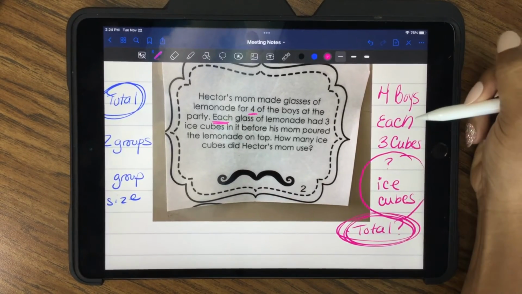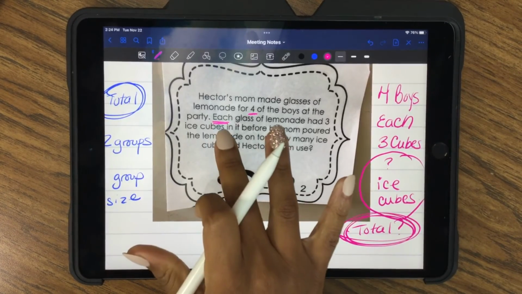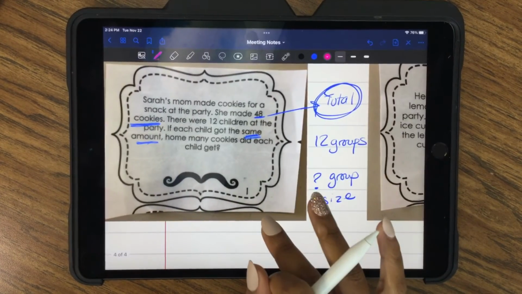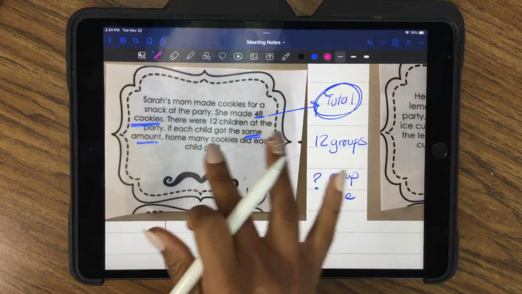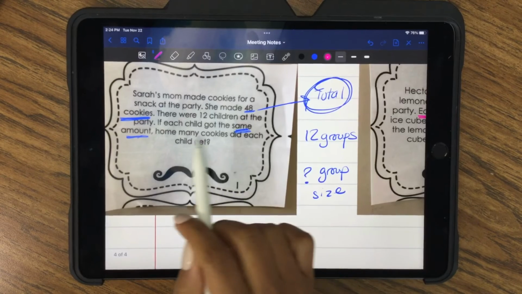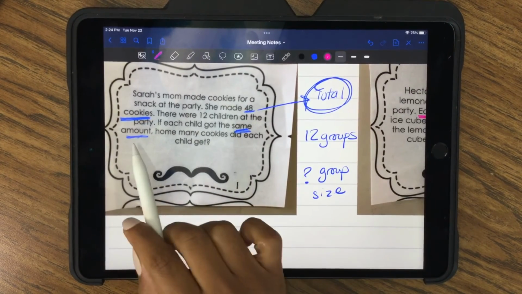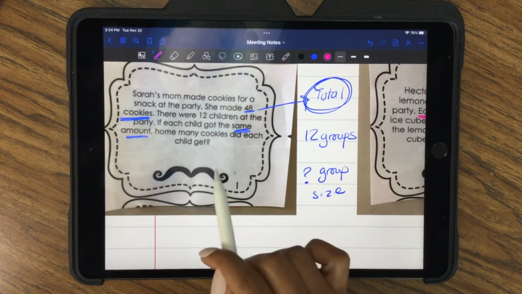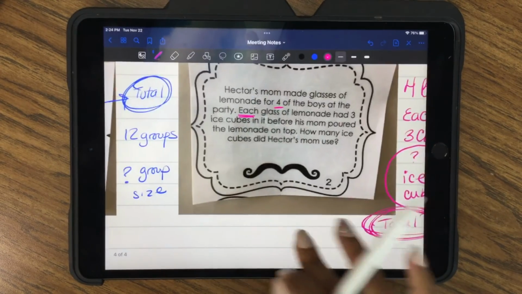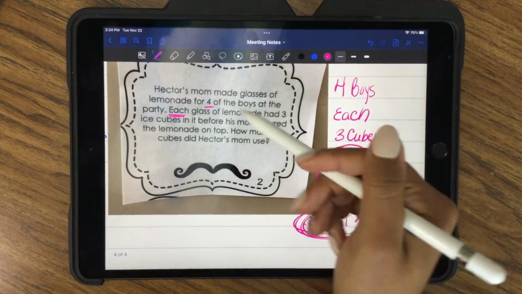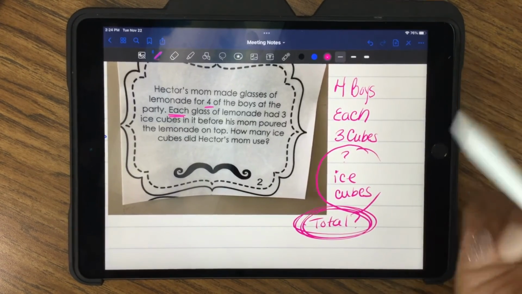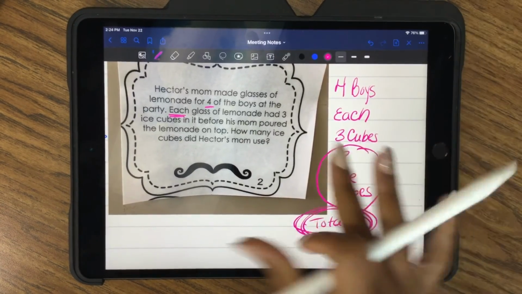We try not to teach words like each to tell you whether or not it's multiplication, because it could be a division problem that also uses the word each. Like it says, if each child got the same amount, how many cookies did each child get? So you don't want to just go in here and say, oh, okay, 48 times 12, which is what they will do sometimes. So in this case, I did underline each, but it's not to just point out the words. It's more so to understand what's going on in the problem.